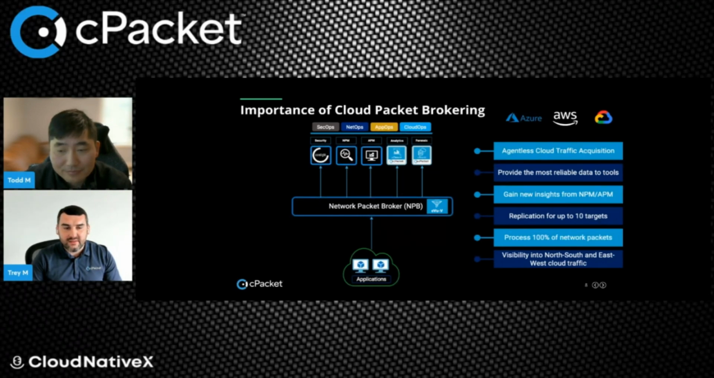The other thing is we can provide the most reliable data to tools. So unlike traffic mirroring, another pitfall or caveat with traffic mirroring is that it is considered a best effort service, at least in terms of AWS and GCP today.